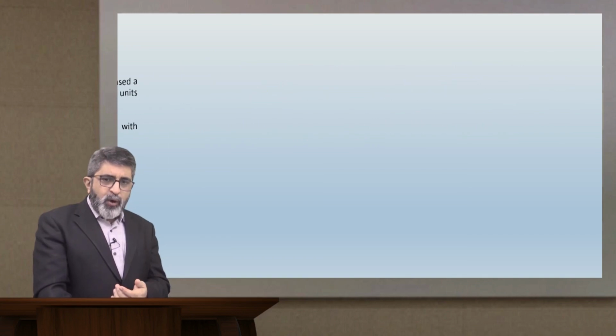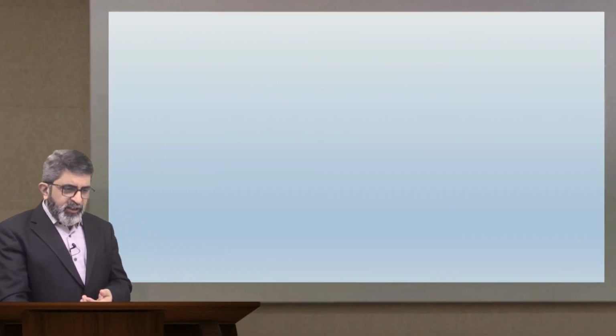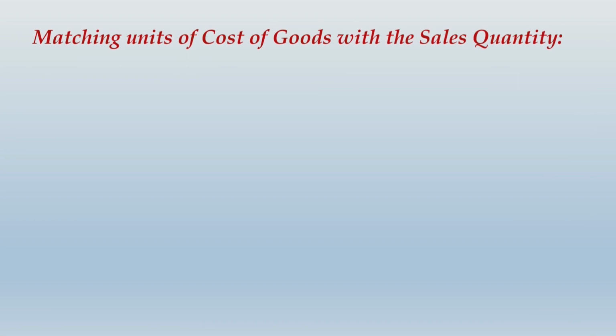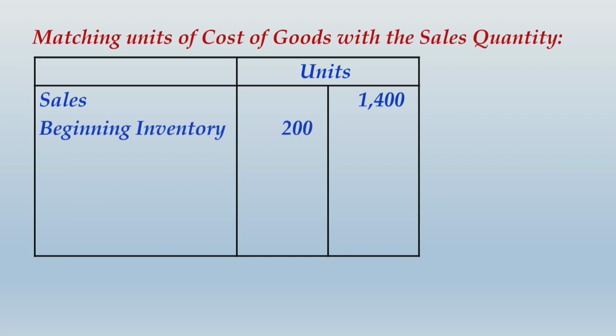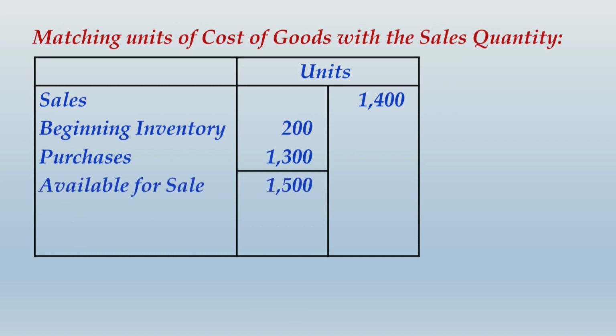So let me show you how you would write up the answer to this. In your answer, you first write matching the units of cost of goods with the sales quantity. So you start with the sales quantity in units, that is 1,400 units. In the inner column, I am recording the beginning inventory, adding purchases to that. So available for sale becomes 1,500 units. Mind it, cost figures are not taken over here. All these calculations are in quantity terms only. Ending inventory we subtract from the total available for sale and we get the cost of goods sold.